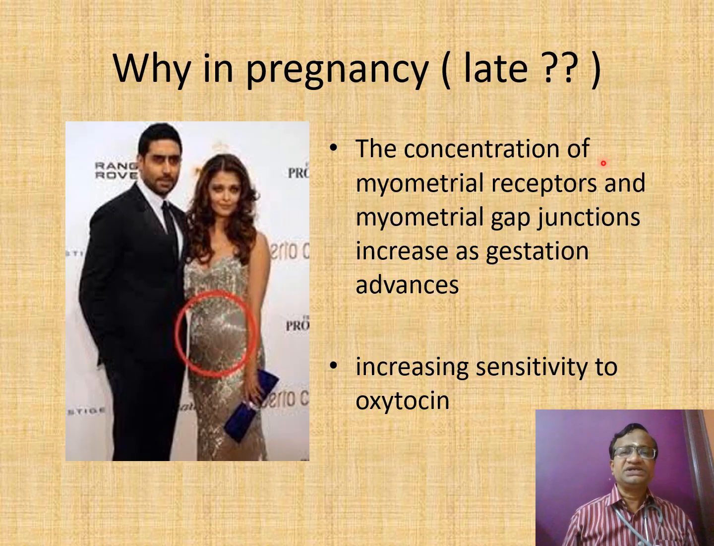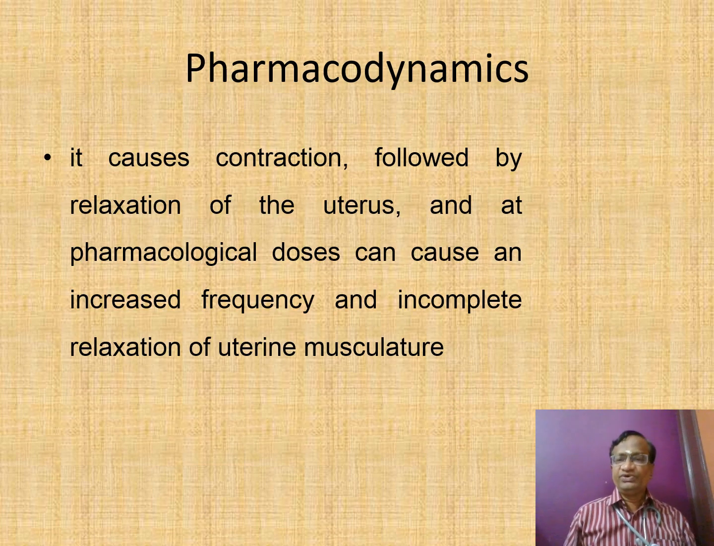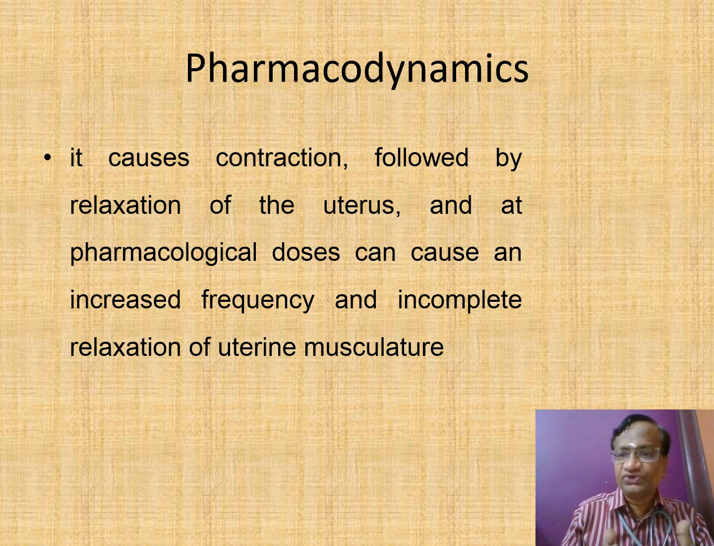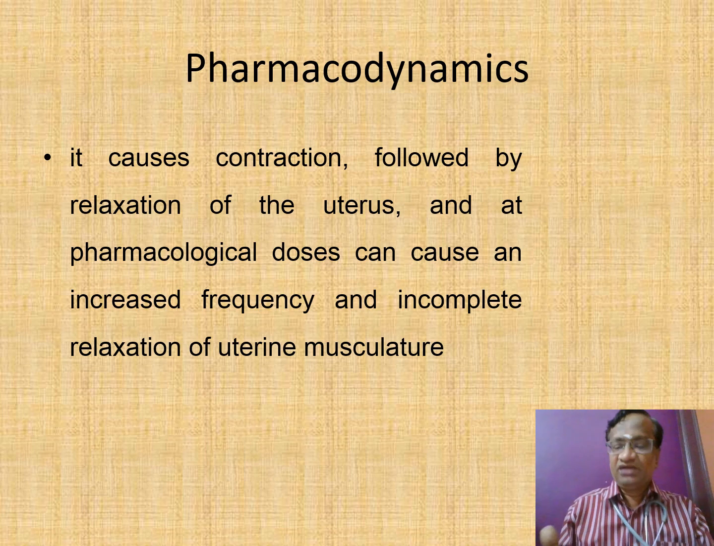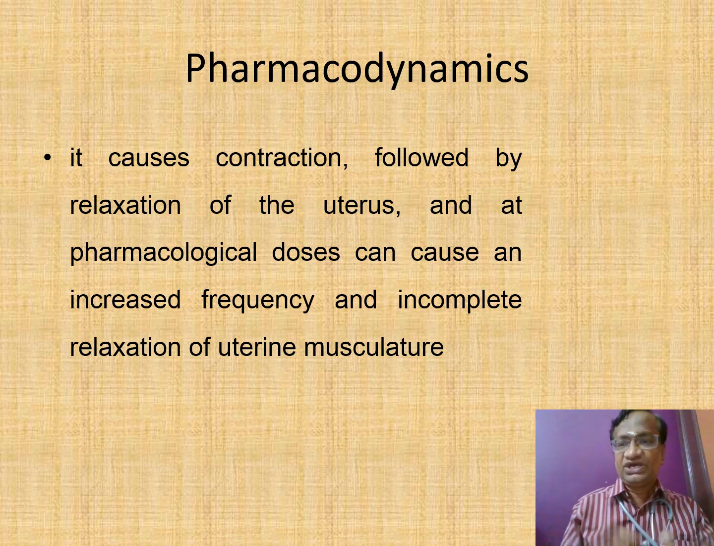The concentration of myometrial receptors increases with gestational advancement. That is the important thing. There is increasing sensitivity to oxytocin. After 28 weeks, 30 weeks, the oxytocin receptors will have a say. At 16 weeks, 12 weeks, if you give oxytocin, the receptors may not be sensitized, so it may not work in such cases.